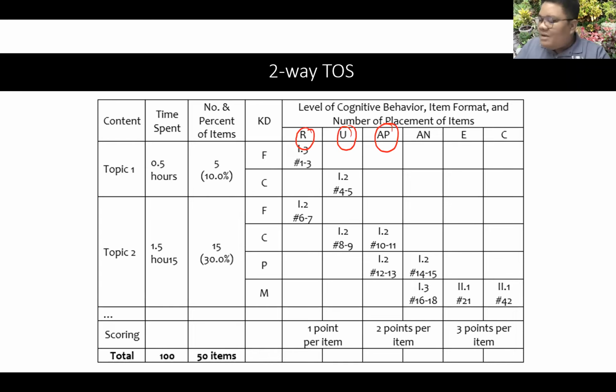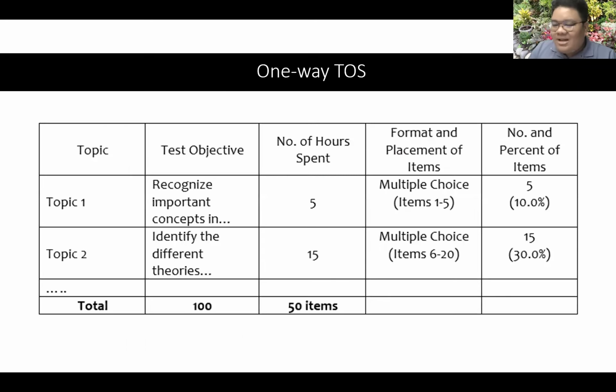Okay, mag-isip-isip na, ano yung R, ano yung Q. Class, yan yung remembering, understanding, applying, analyzing, tapos evaluating and creating. Kung nakikita sa two-way TOS, merong ganyan. Sa one-way TOS, wala. Pero pag tinanong, what is the advantage of one-way TOS? It's easy to develop. Pangalawa, however, hindi niya na-i-include yung cognitive behaviors.